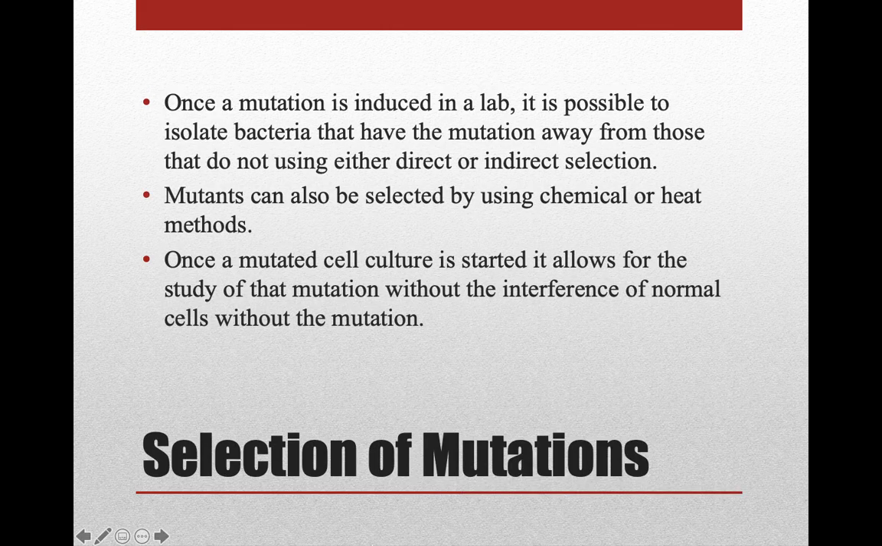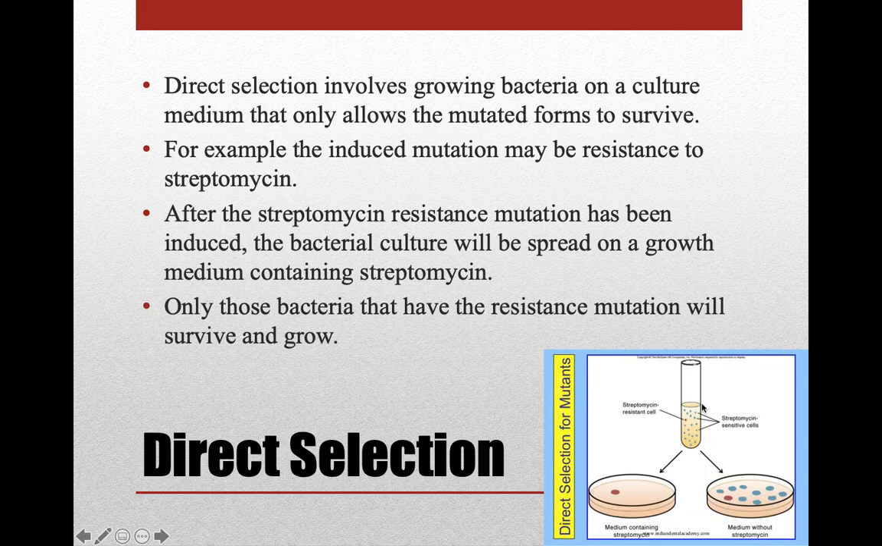So how do we select for mutants in a lab? So you've spent all this time, all this money, all this effort trying to induce a mutation in a lab, and you finally get it to happen. You finally get the mutation that you were looking for. So how do we make this guy grow? How do we separate him away from everything else? The easiest way is something called direct selection.